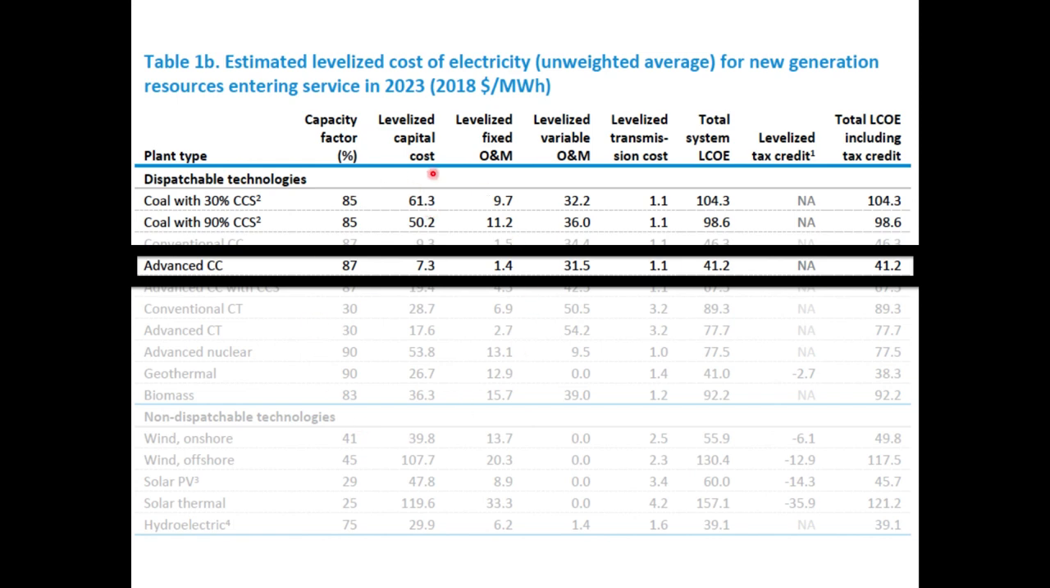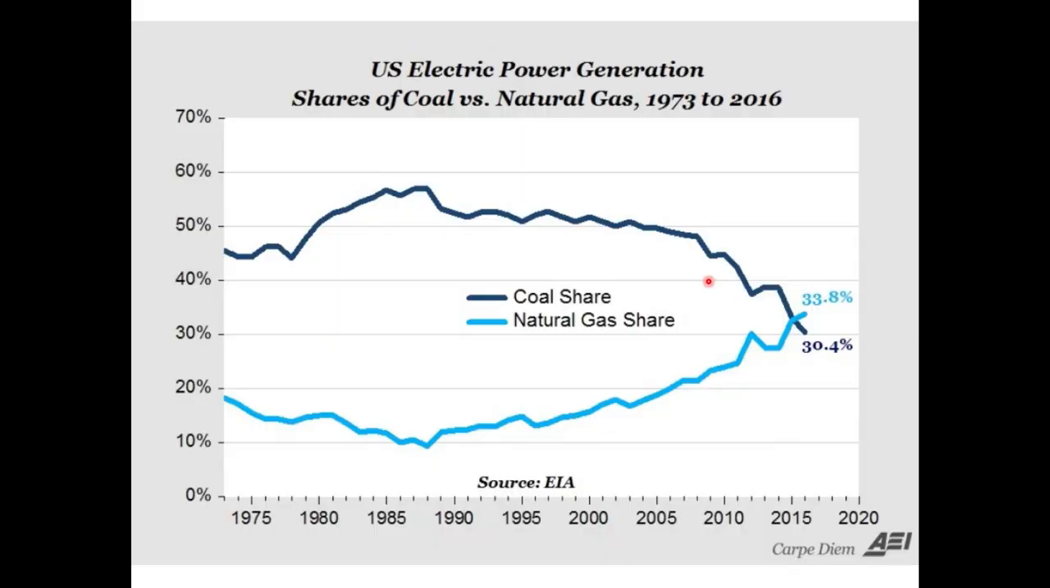You've looked at these data here that I'm showing you now, levelized cost of electricity, and you've worked through these levelized capital costs, operations and maintenance, total system LCOEs. The reason coal is dying is that natural gas is right now far cheaper to produce electricity than is coal. And that's what you see again. Here's from another data source.